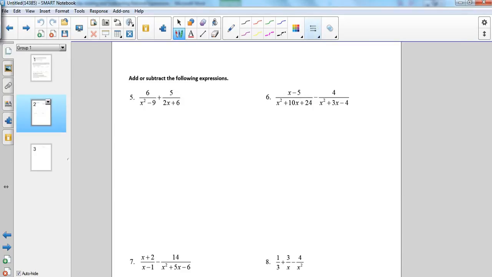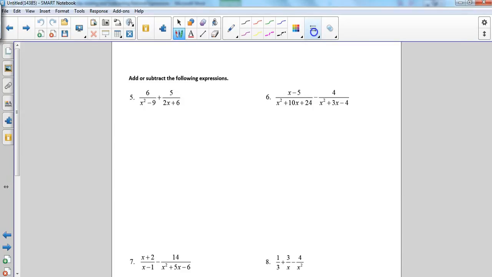Okay, this is going to be the same problems you have in your paper, but I have it spaced out differently just so I have enough room with the smartboard to get your answers in here.